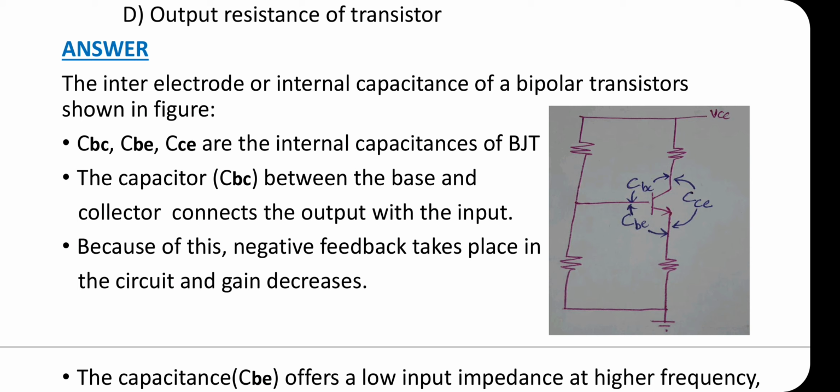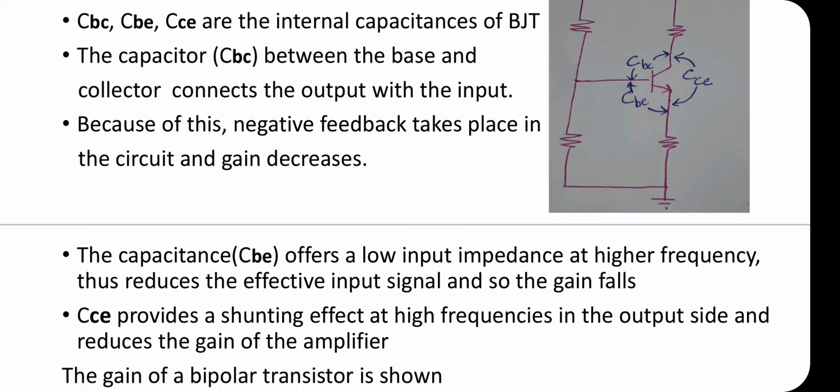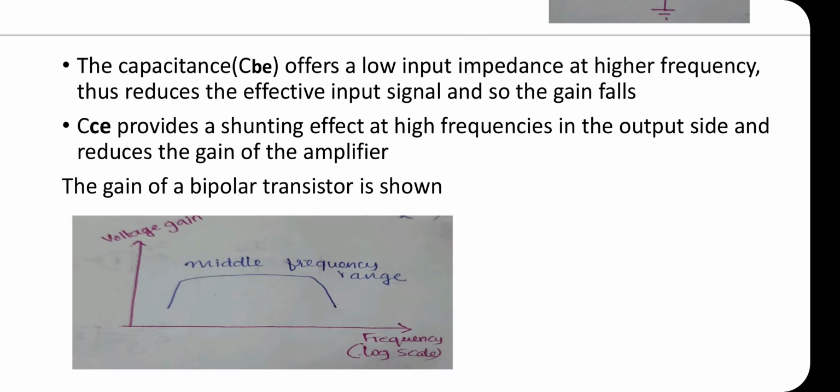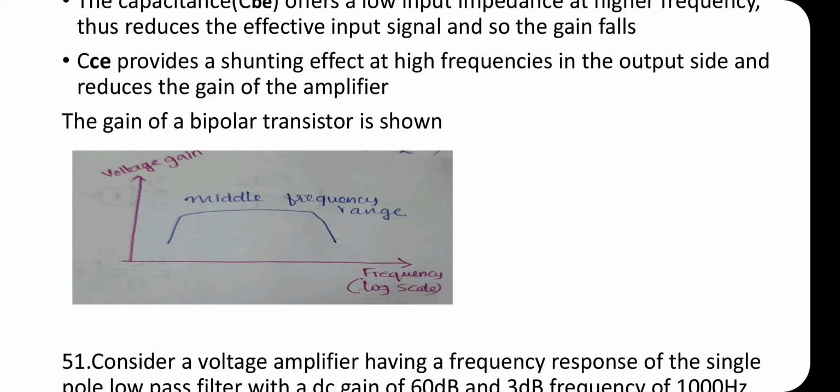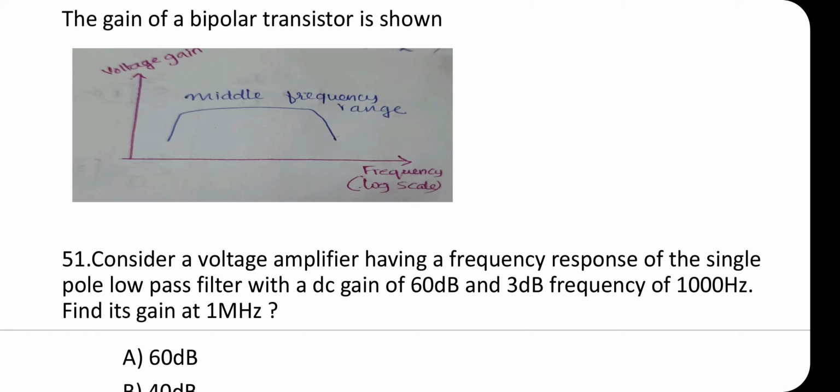The capacitor CBC between the base and collector connects the output with the input. Because of this, negative feedback takes place in the circuit and gain decreases. The capacitance CBE offers a low input impedance at a higher frequency, thus reduces the effective input signal, and so the gain falls. CCE provides a shunting effect at high frequencies on the output side and reduces the gain of the amplifier. The gain of a bipolar transistor is shown in the figure. This is the graph between voltage gain and frequency in log scale.